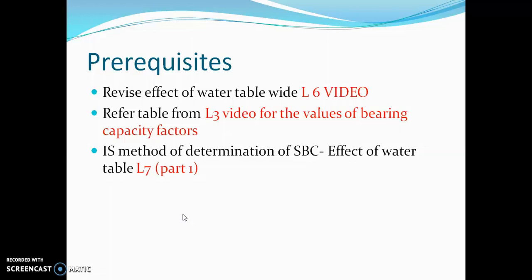Also, we will need certain contents of L7. L7 is the first part of the IS method of determination of SBC, wherein we discuss the effect of water table. Somewhere around the 11th minute, some three numeric equations are mentioned, so you could just see that in the L7 videos.